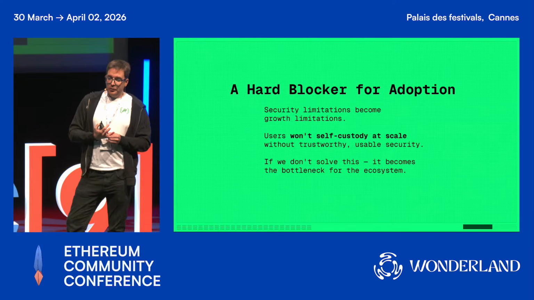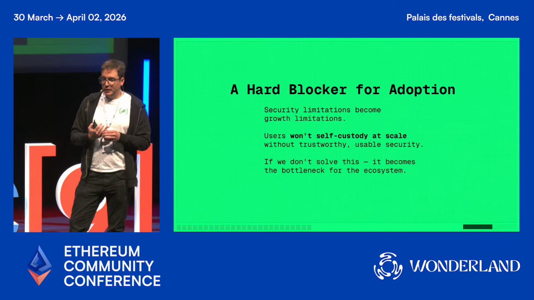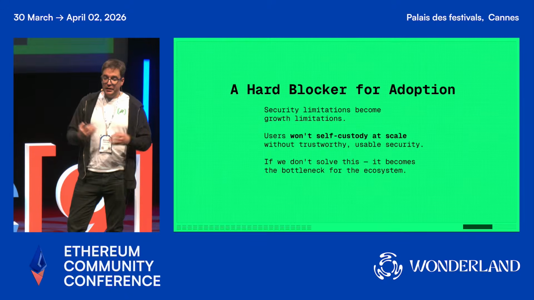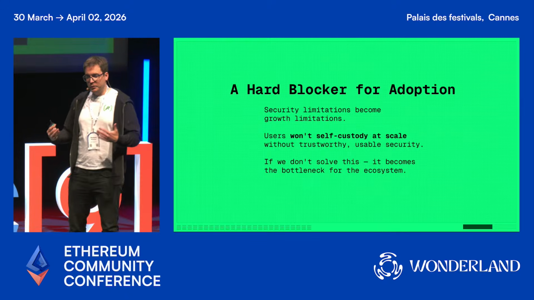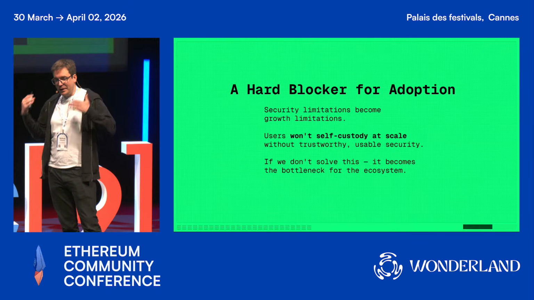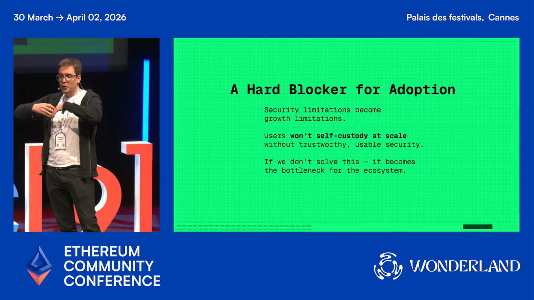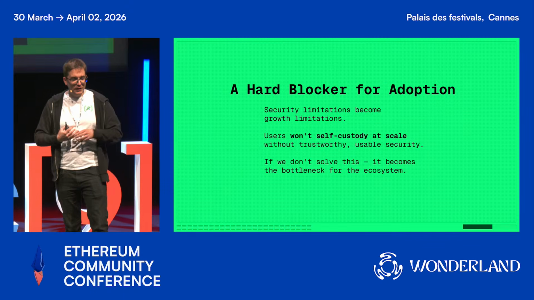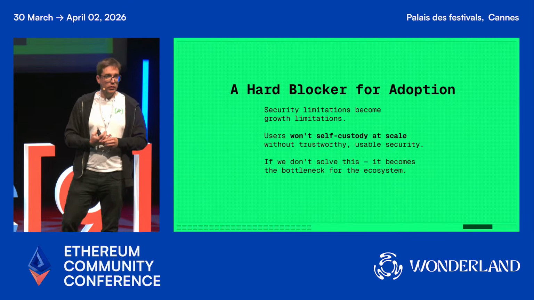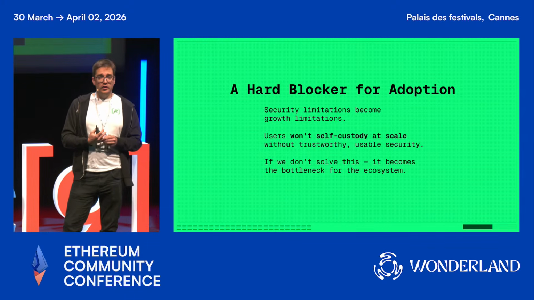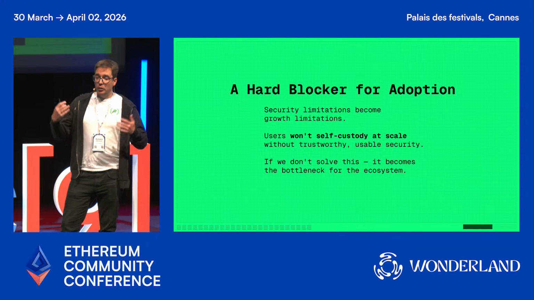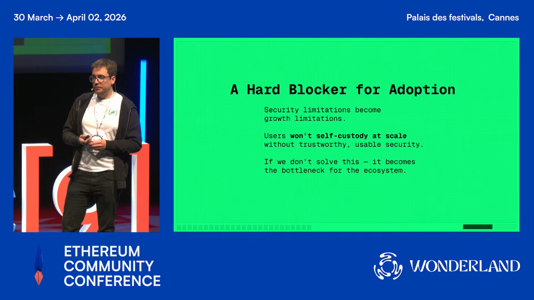Looking at all of this, we can see that these security limitations can or will become growth limitations. Because if users don't feel comfortable, if there is no trustworthiness and no security that scales, then self-custody will not scale. Users will not use self-custody at scale. And if we don't solve this, this will become a hard blocker for the adoption of self-custody.